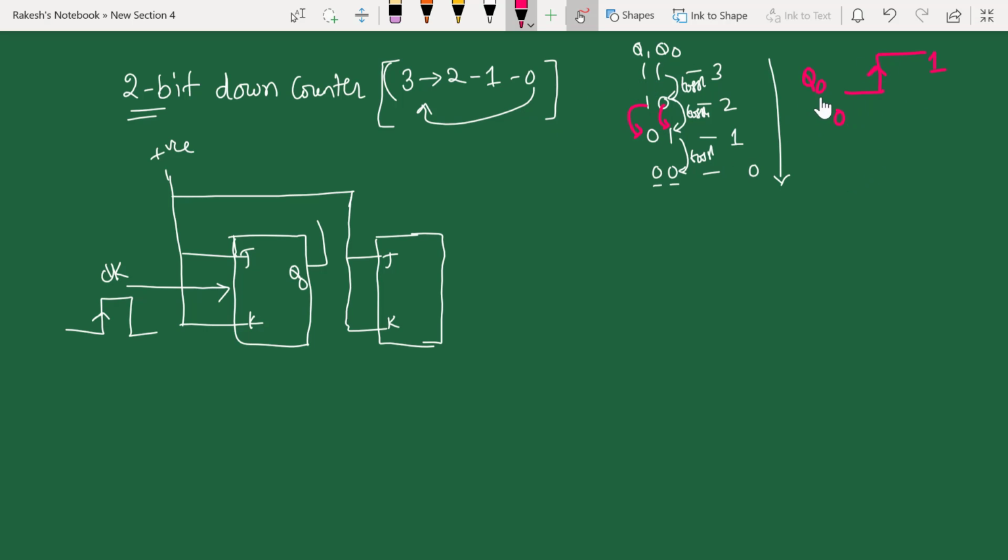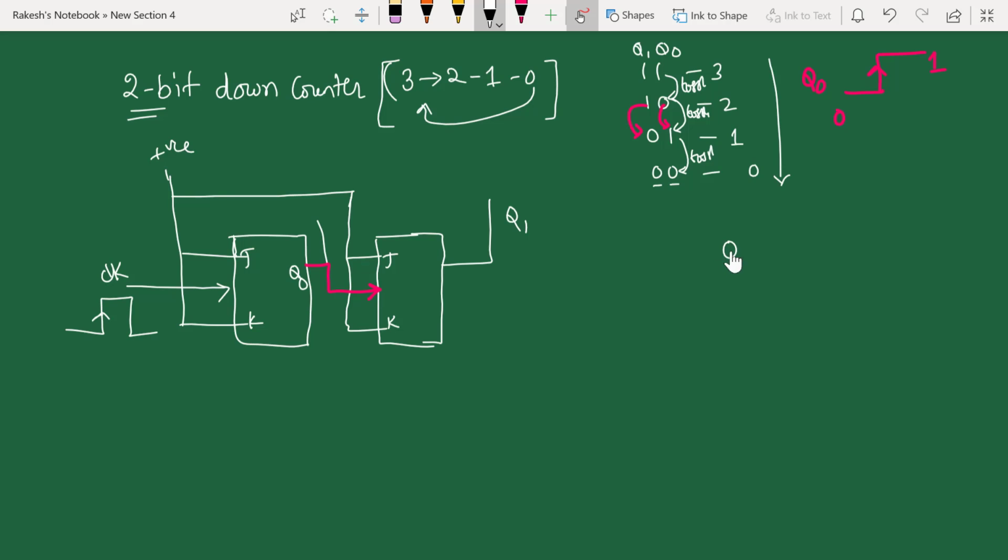That means I can directly use Q0 as a clock to the second flip-flop. In the previous case, when you are counting downside, your Q0 was moving from 1 to 0, but in this case it is moving from 0 to 1. That means I can use my Q0 as clock to the second flip-flop. Whenever your Q0 moves from 0 to 1, your second flip-flop will toggle from 1 to 0, and this is my Q1 output.